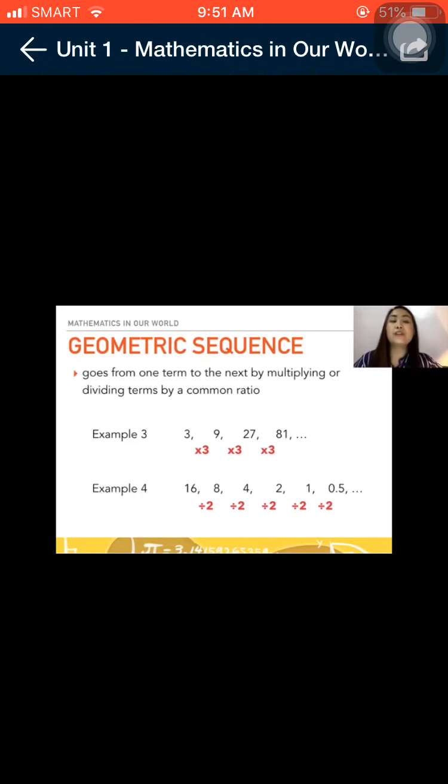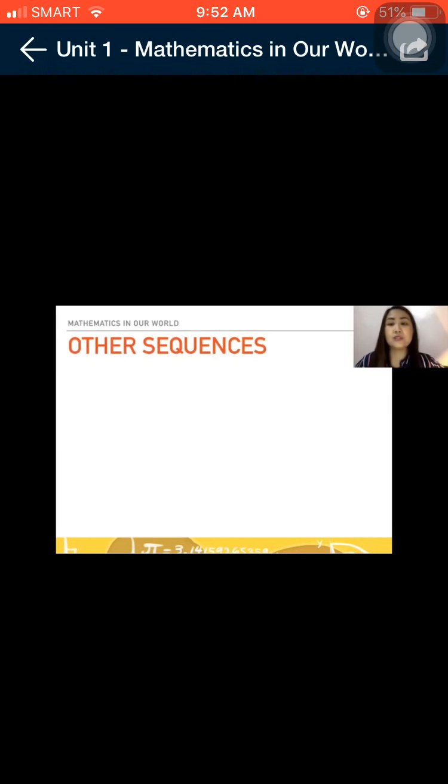So that's what geometric sequences are. Okay? We've learned about arithmetic sequence, where we either add or subtract. Then for geometric sequence, we either multiply or divide by a certain number. However, there are sequences that don't fall into those categories. They are not arithmetic sequences. Also, they are not geometric sequences. We call them other types of sequences.